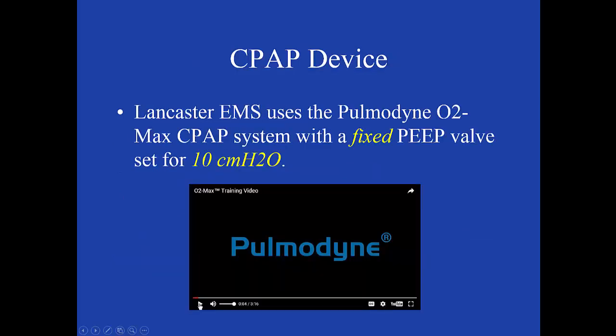So now that you have a better understanding of how CPAP works and the criteria for pre-hospital application of CPAP, let's take a look at this Pulmodyne video on the O2 Max CPAP system. This is the CPAP system currently utilized at Lancaster EMS. It is fitted with a fixed PEEP valve that's set for 10 centimeters of water pressure as indicated in the PA BLS protocols.